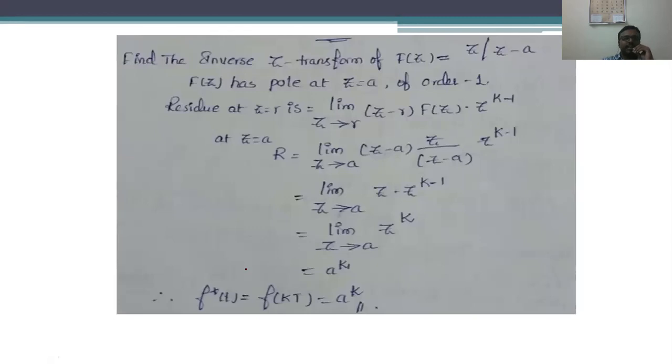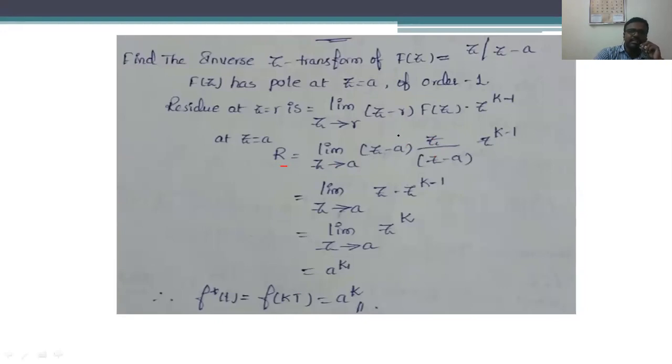That is, find the inverse z transform for the function f of z is equal to z divided by z minus a. So therefore, in this one also we are having only a single pole, that is z is equal to a. So we are going to calculate the residue value at z is equal to a, that is residue r is equal to limit z tends to a, z minus a into z divided by z minus a into z power k minus 1.